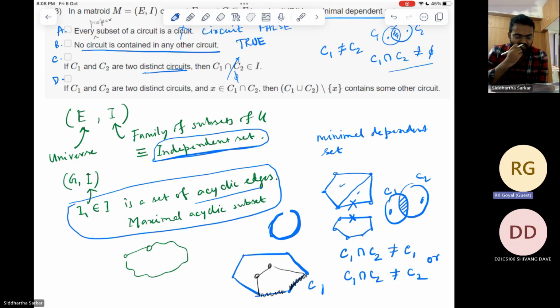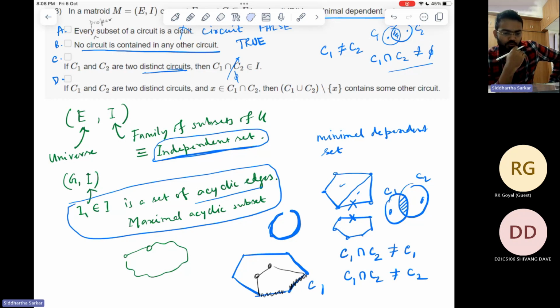So now, C1 intersection C2 is not C1 or C2. Did I say or? No, no, no. So both of these things will happen. C1 is distinct from C2, and because they're minimal, both of these things will happen. So no circuit is contained in another circuit, which we have already proved.